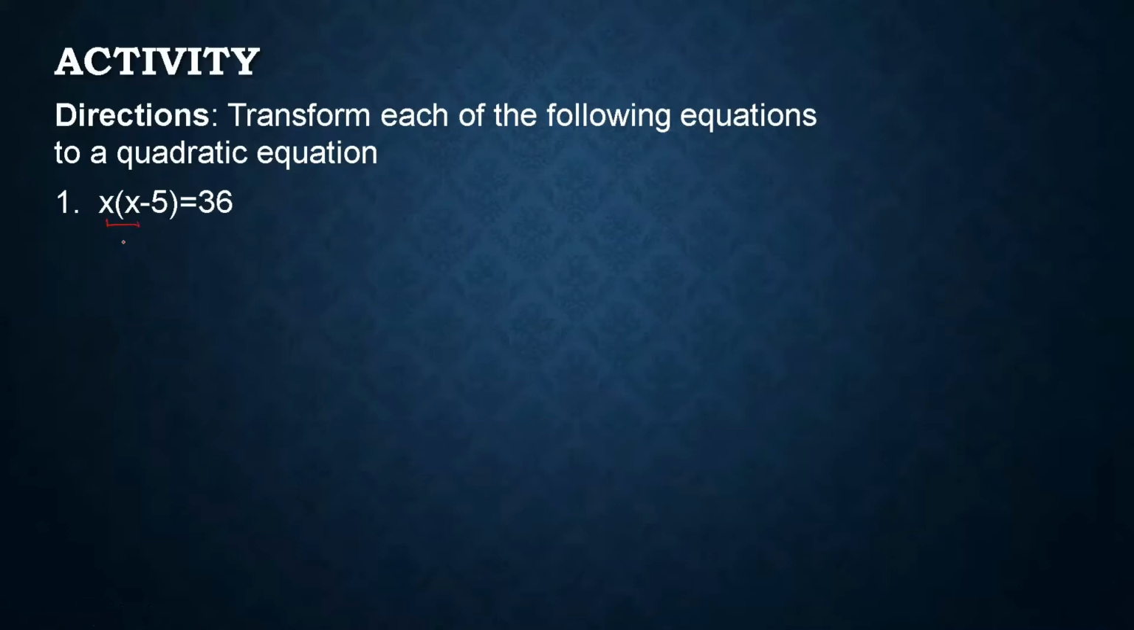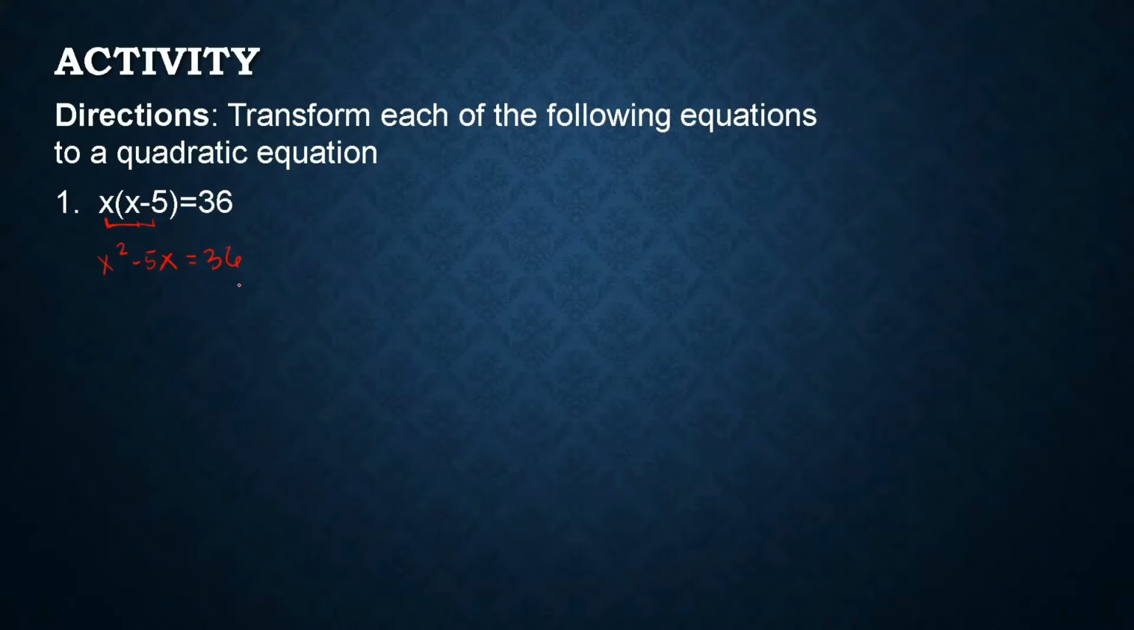So x times x is equal to x squared, and then x times negative 5 is equal to negative 5x, then equal to 36. Then after that, this is now a quadratic equation. To solve the values of x, we need to make it in a standard form.